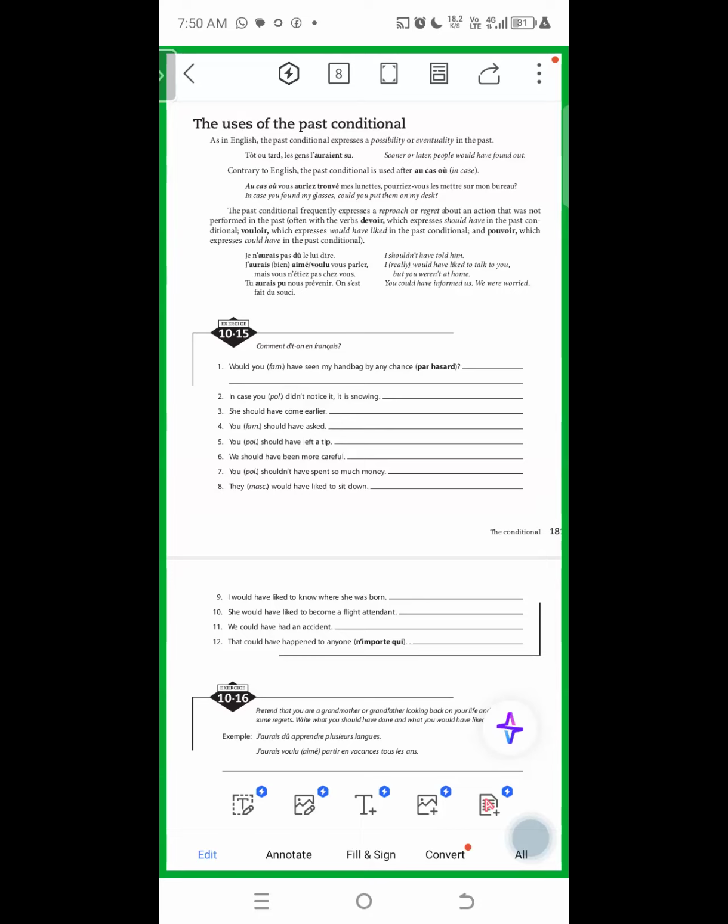The past conditional frequently expresses a reproach or regret about an action that was not performed in the past, often with the verbs devoir, which expresses should have in the past conditional, vouloir, which expresses would have liked in the past conditional, and pouvoir, which expresses could have in the past conditional. What are those three verbs again? Those three verbs that follow the infinitives.